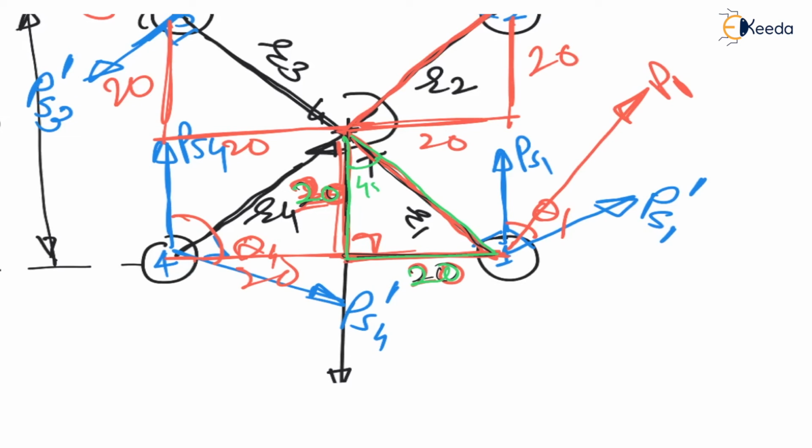Therefore this angle must be 45 degree and this angle must be 45 degree, and the angle of horizontal with vertical must be 90 degree. Therefore as this is 45 degree, this must be 45 degree, and this PS1 dash is perpendicular to R1. Therefore we can say between PS1 dash and PS1 the angle must be 45 degree. Simple trigonometry. You can check here.